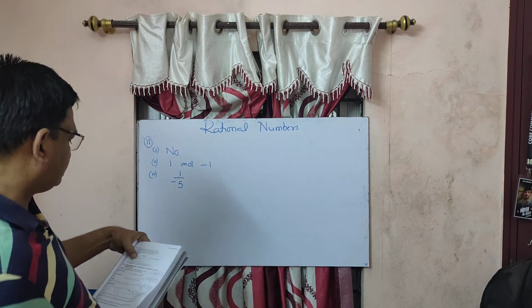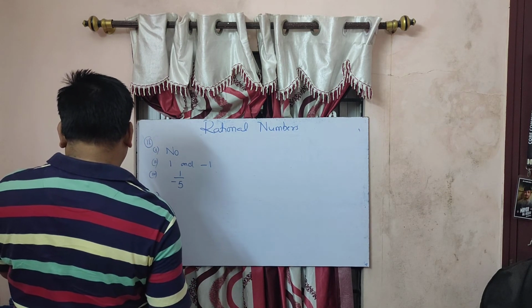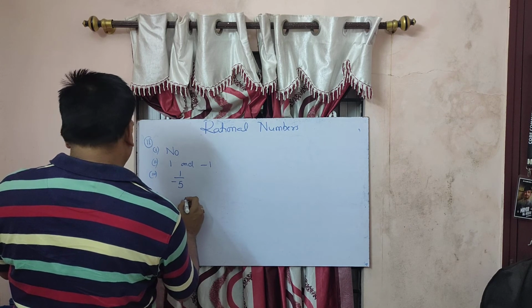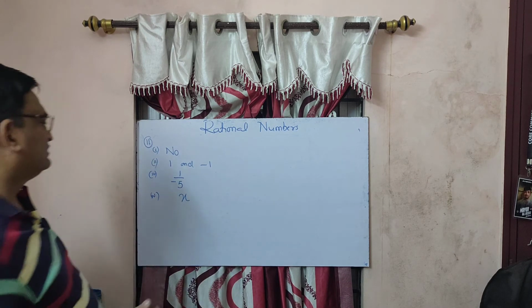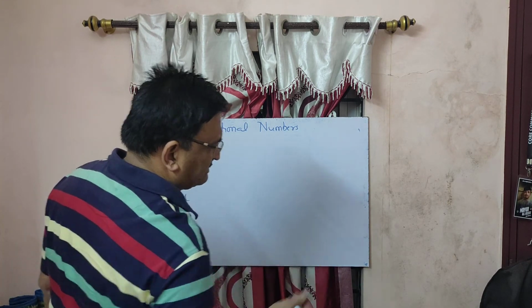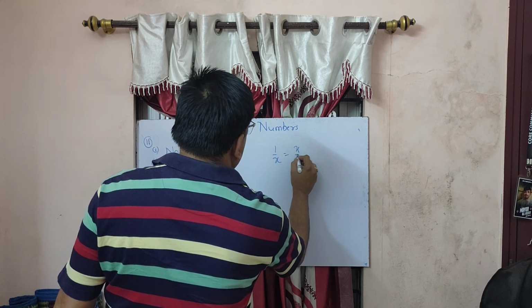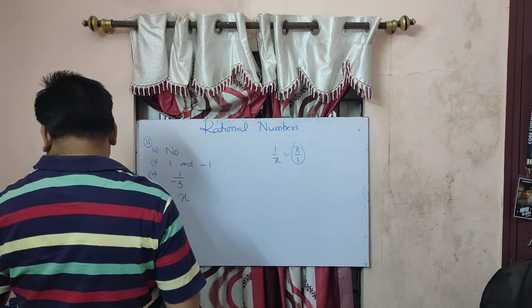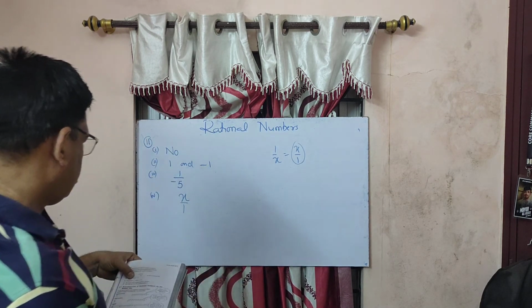Reciprocal of 1 upon x, where x is not equal to 0. The reciprocal of 1 upon x is what? That is x. Just see, 1 upon x is there. Reciprocal means x upon 1, or you can write x only, or you can even write x upon 1.